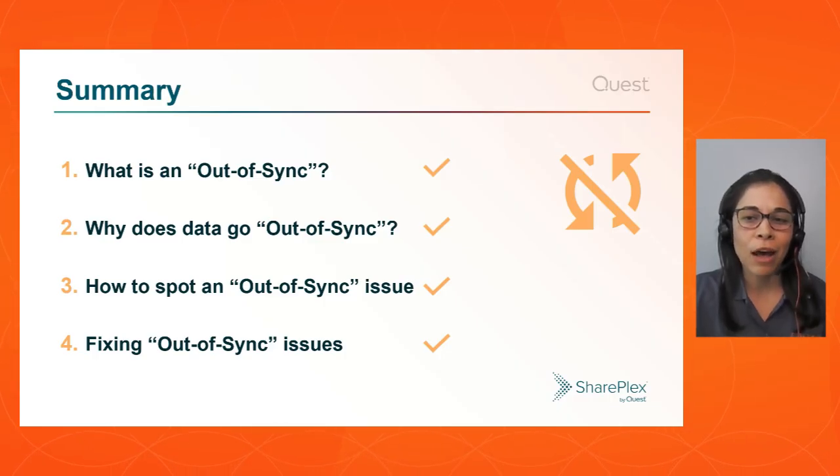Next, we looked at how to spot an out of sync issue using SharePlex logs and tools like compare and repair, very powerful tools. These tools can help you identify discrepancies, especially if hidden out of sync conditions are suspected. Lastly, we covered strategies for fixing these out of sync conditions using options like the repair command and the specific parameters that you can use to control the replication behavior. If you understand these concepts, you are better equipped to maintain data integrity and ensure smooth replication.